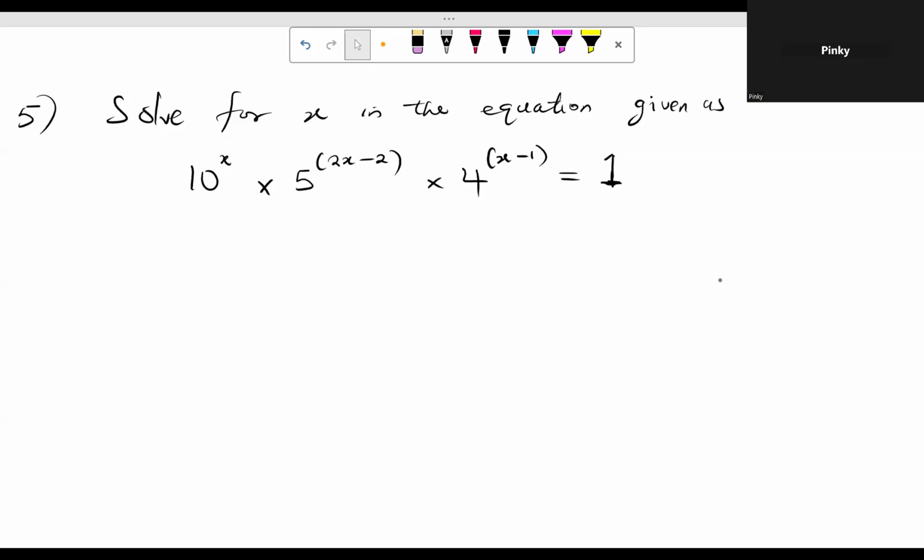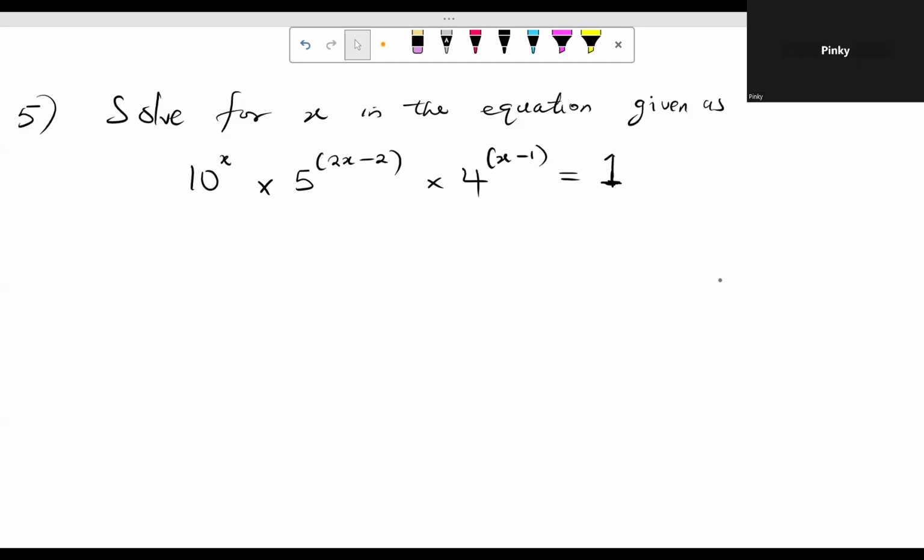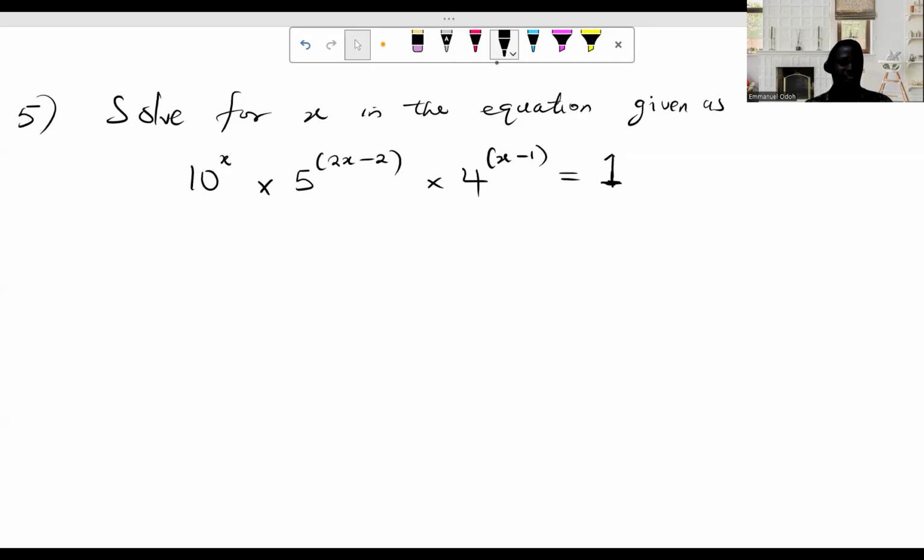Change 4 to 2 raised to power 2. Remember what we did in that class: when we have different bases, we can express each base as a product of its primes. 10 is 2 times 5, right? You will remember this, that we did in the first class when we have different bases. So we'll start from that.